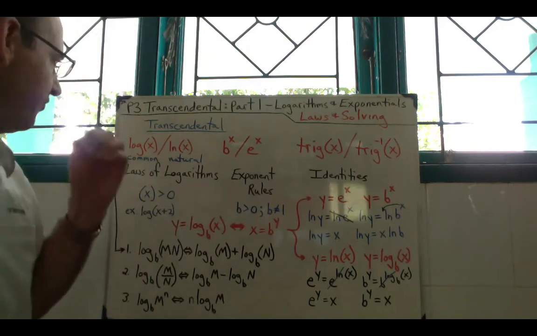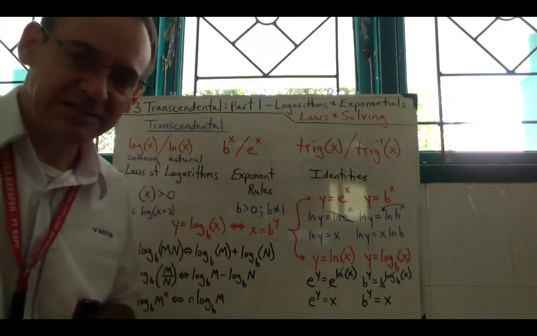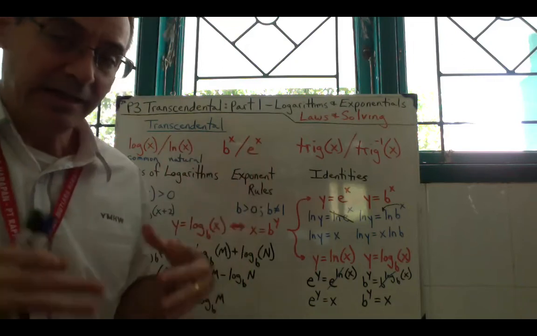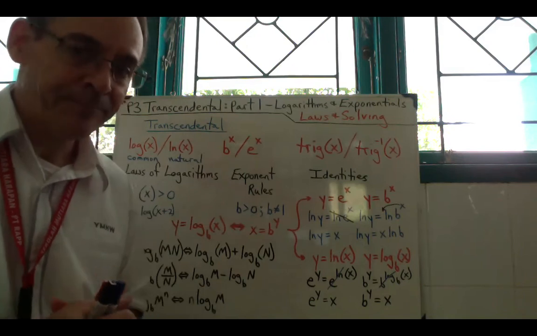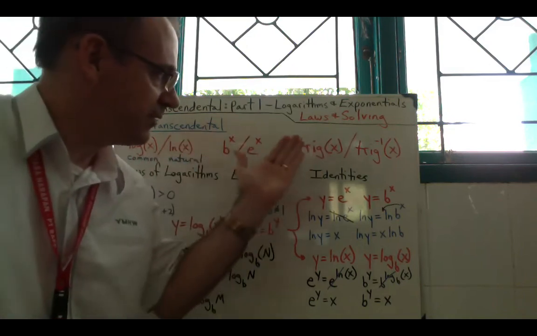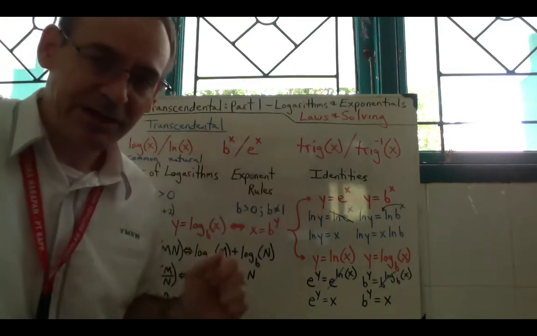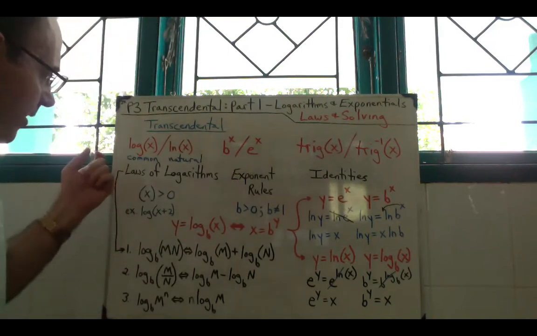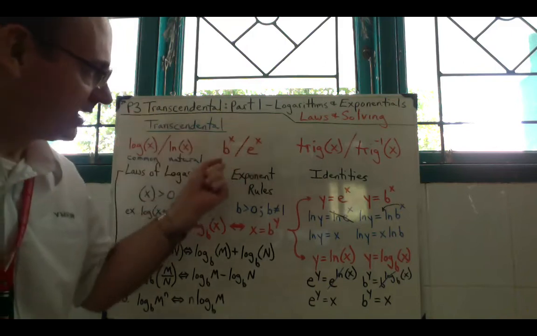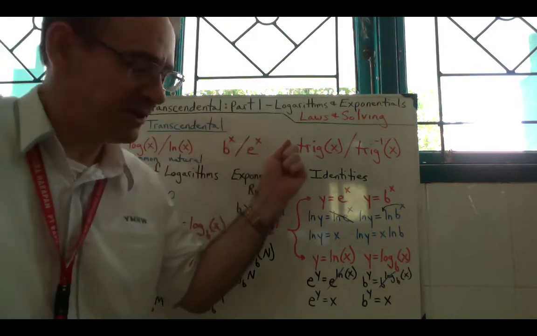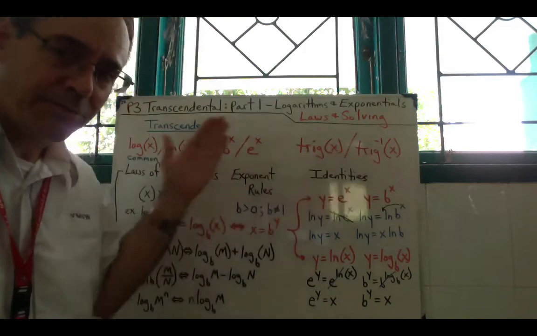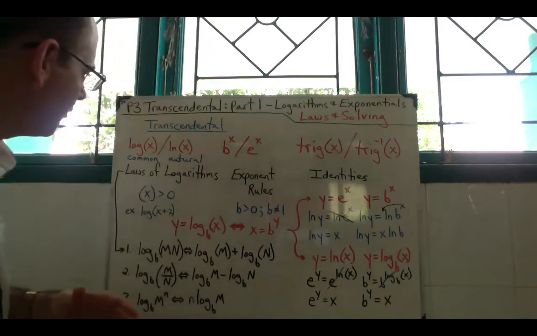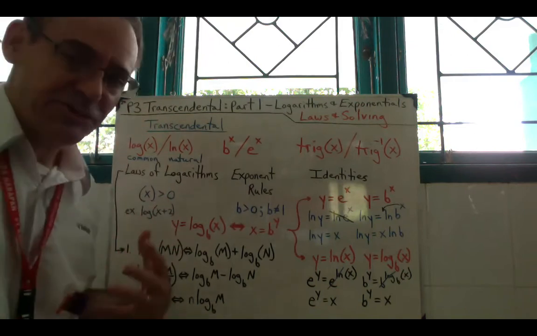So transcendental functions, as the word suggests, transcend or kind of rise above in some way or another. If we look at the three different types of transcendental functions that we're going to look at in Pure Math 3, they are logarithms, exponential functions, and trigonometric functions. All three of these are in the transcendental function category. So what makes it transcendental?